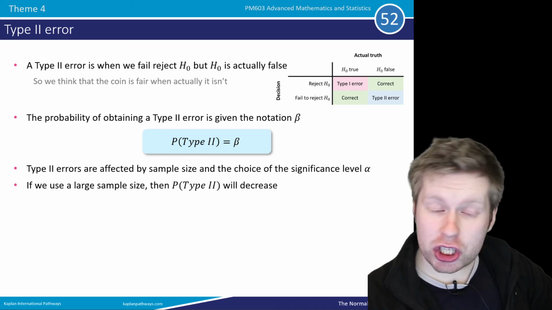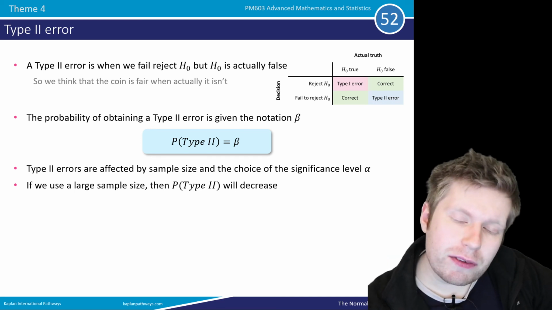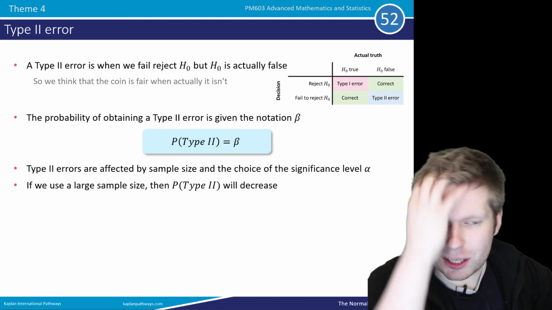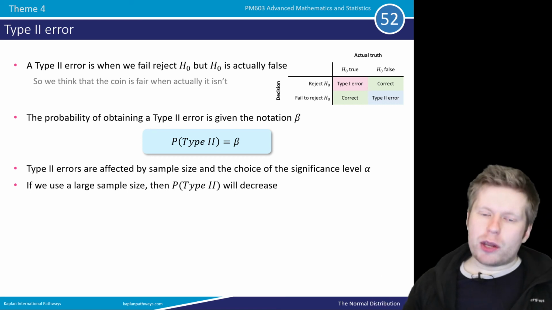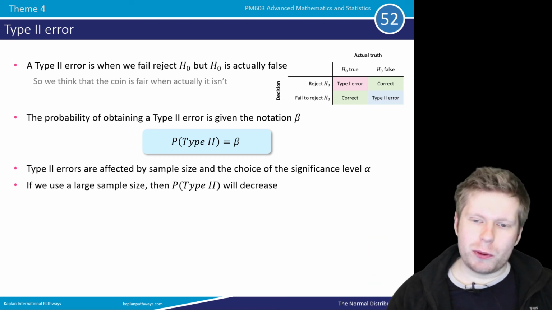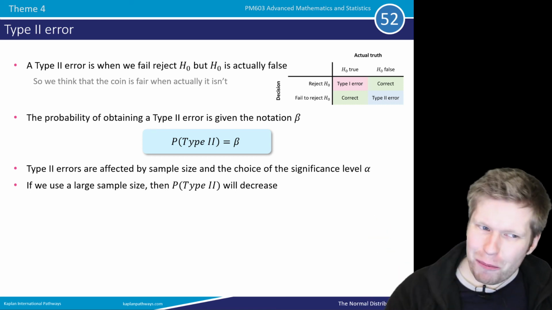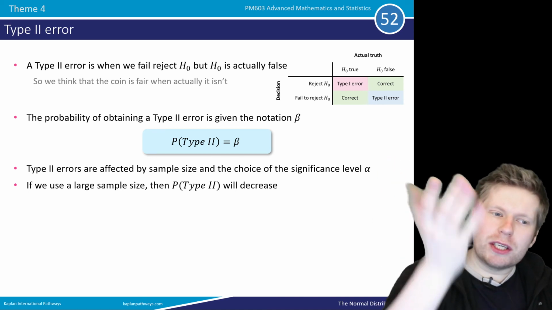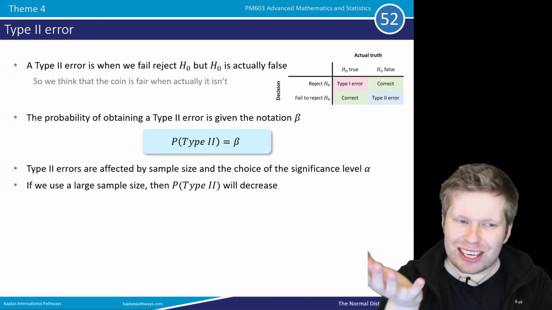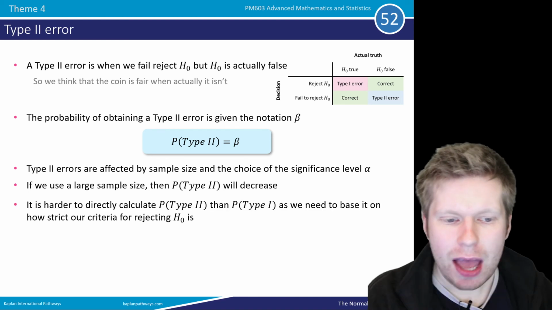So if I use a large sample size, for example, the probability of a type 2 error will decrease, okay? So the bigger the sample size, the lower the value of beta, the lower the probability of a type 2 error. But of course, with a larger sample size, that also means that the probability of a type 1 error increases. So again, that's something to bear in mind.